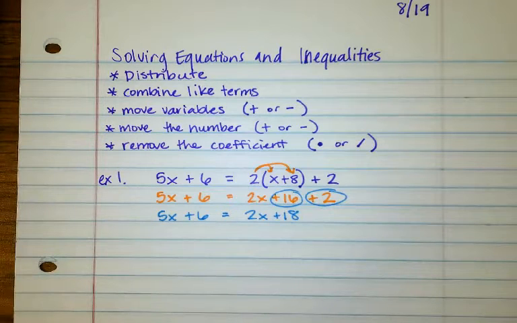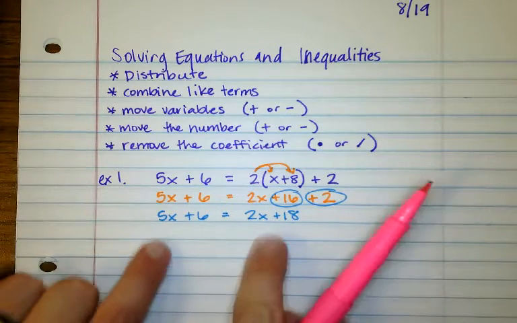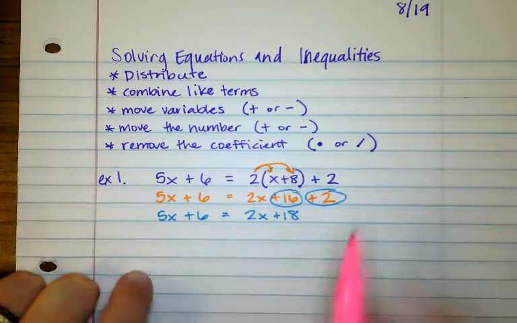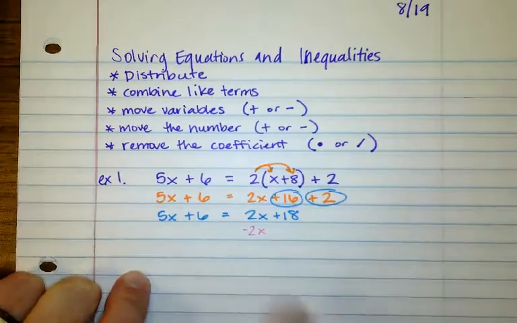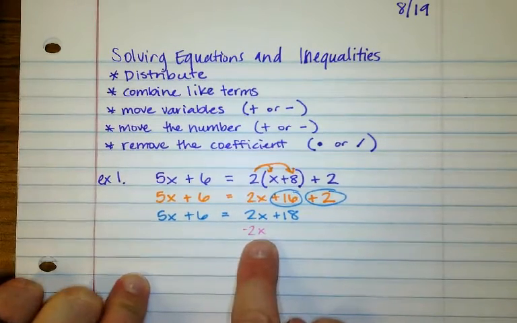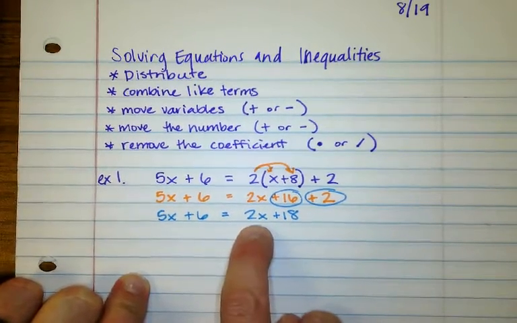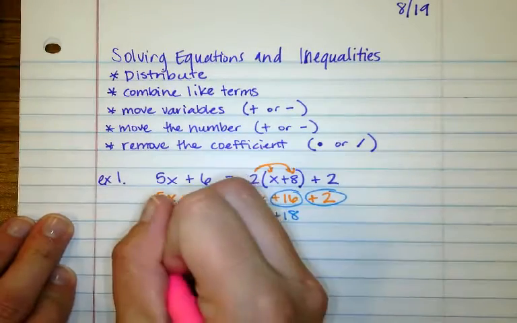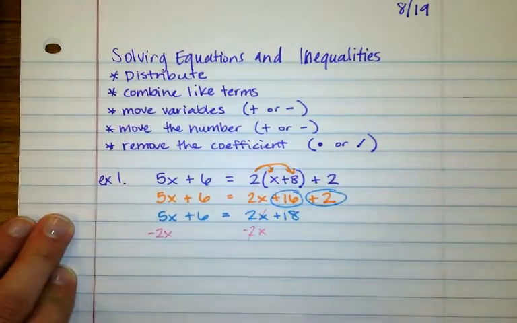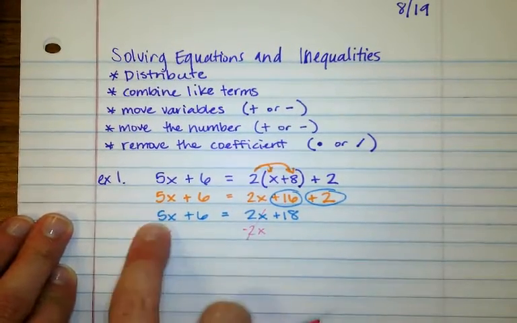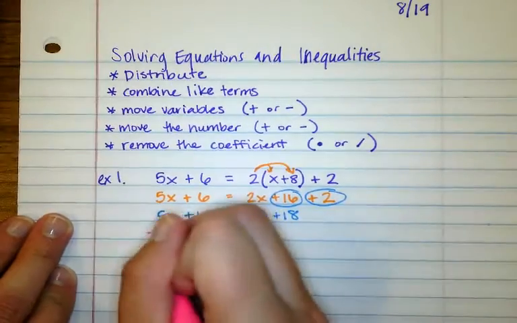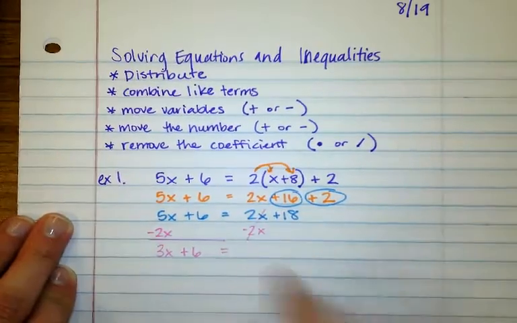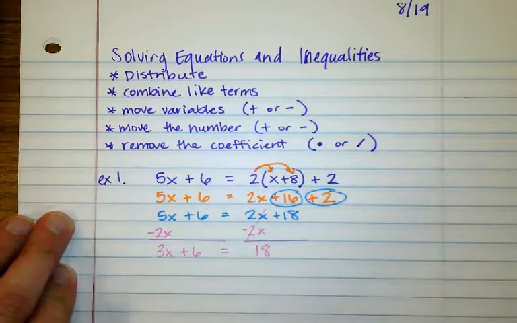Okay? Now that we're here, we need to decide, do we need to move our number? We do. First we move our variables. I'm sorry. Do we need to move our variables? Are our variables on the same side of the equation? No. So we want to move our variable so that it's on the same side of the equation. So we move the variable just like we move the number. Since this was a positive 2x, we need to subtract. We need to do the opposite. We need to subtract a 2x. So I'm going to subtract my 2x over here so that it cancels it out. I'm going to move it over to the left side. And we are left with 3x plus 6 is equal to 18.